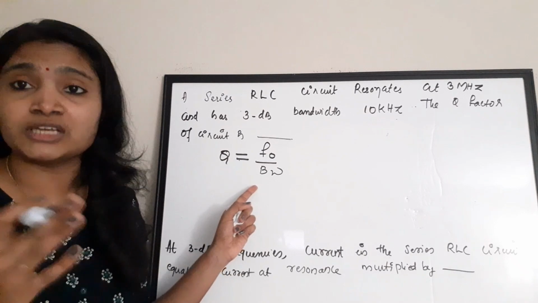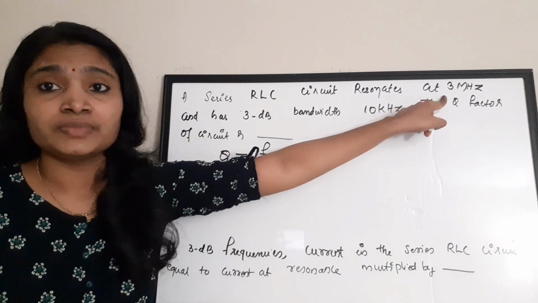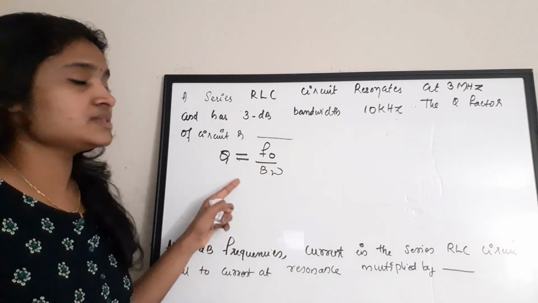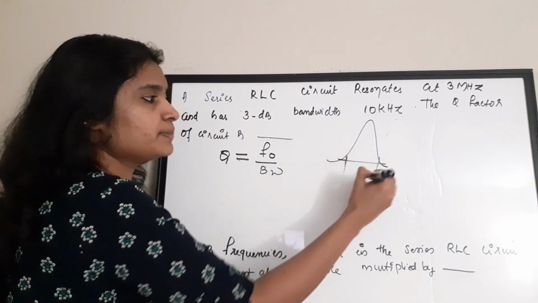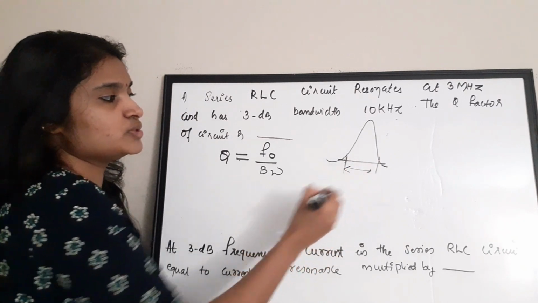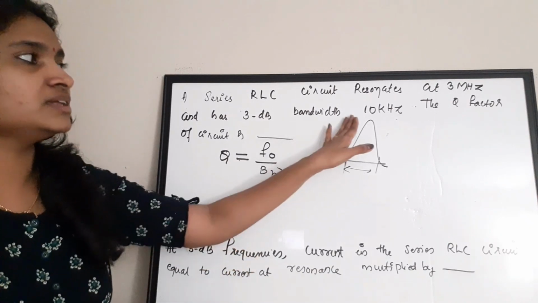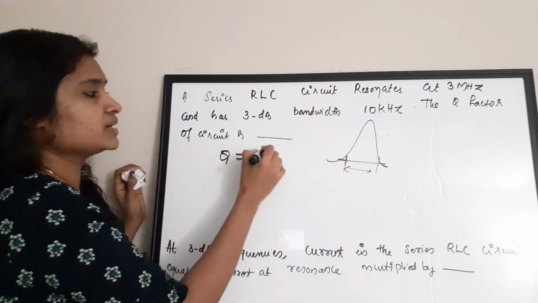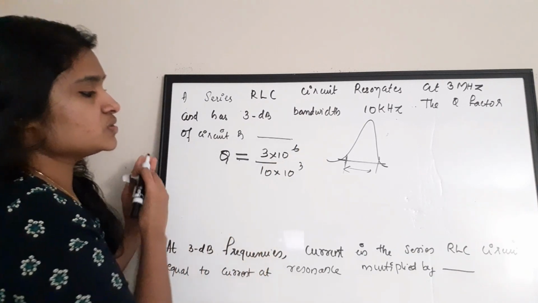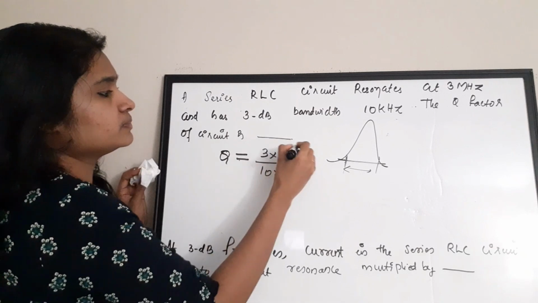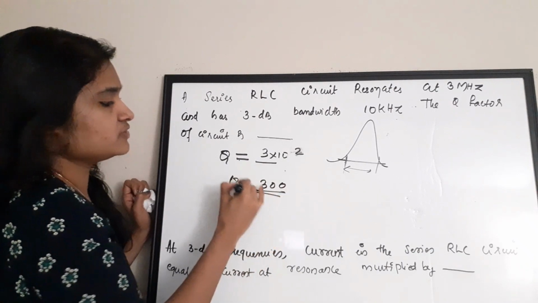F0 is the resonant frequency of that circuit. So here, if the RLC circuit resonates at 3 megahertz, that is the resonant frequency, F0. Bandwidth is the bandwidth of this curve. This curve has a lower cutoff frequency and an upper cutoff frequency, and the region between them contributes the bandwidth of this circuit. Here, both the values are given in the question. F0 is 3 megahertz, that is 3 into 10 raised to 6, divided by bandwidth 10 kilohertz, 10 into 10 raised to 3. So the answer will be 300, which is the quality factor of this particular circuit.